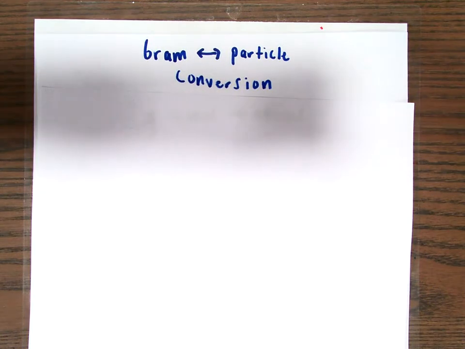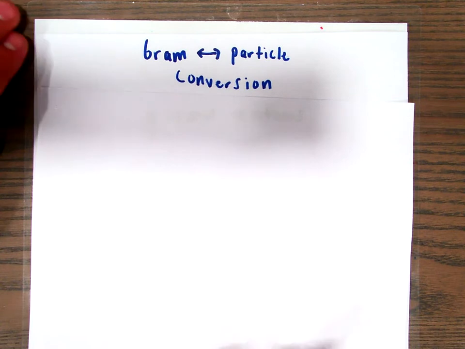All right, so today we're going to go over how to convert from grams all the way to particles. This is a two-step conversion, different than our past conversions, because our last conversions were only one step. You can actually do this in one step, but I'm going to show you a two-step method, then I'll show you the one-step method.